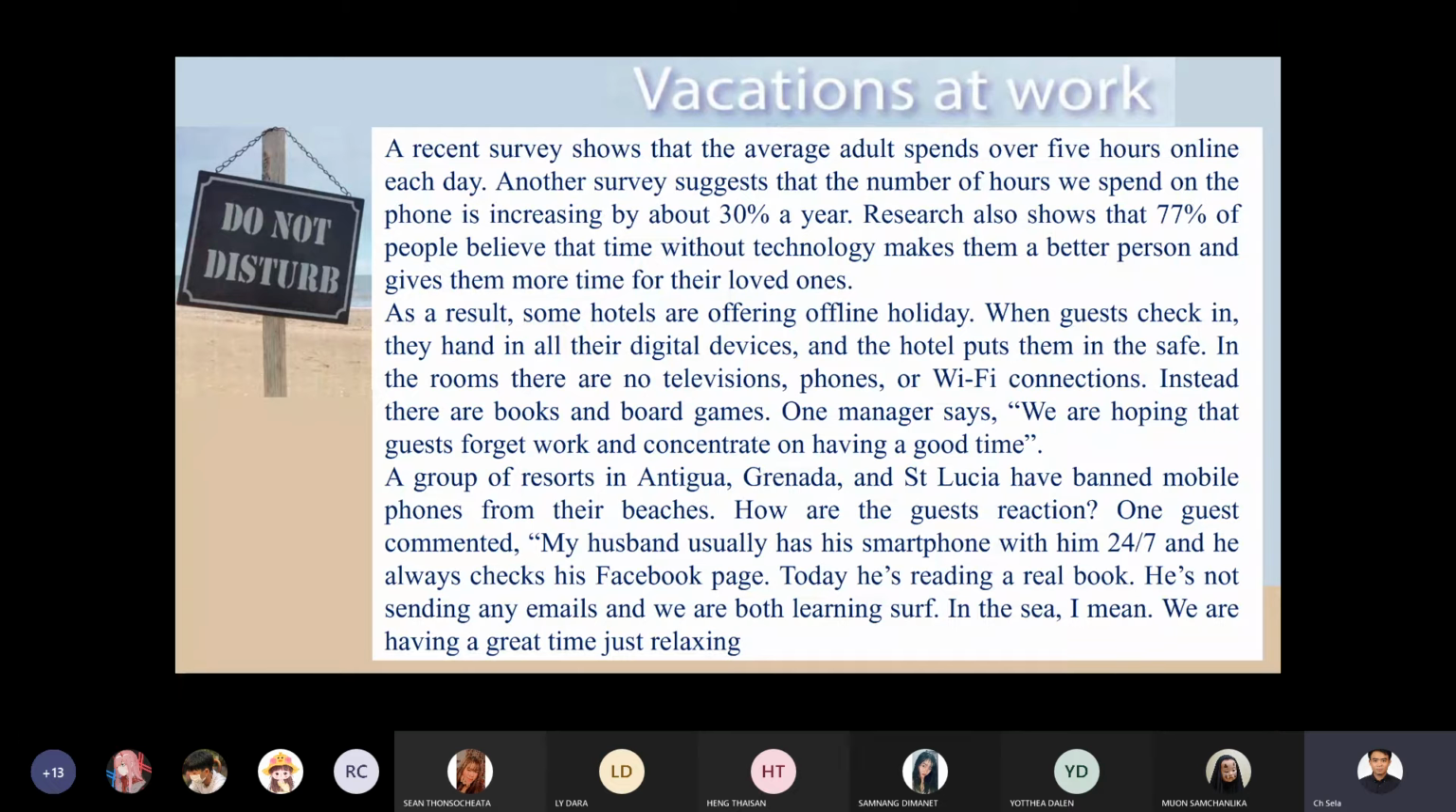How are the guest reactions? One guest commented, "My husband usually has his smartphone with him 24 hours a day, 7 days a week. 7 days is a week, right? And he always checks his Facebook page. Today he's reading a real book. He's not sending any emails, and we are both learning to surf in the sea. I mean, we are having a great time just relaxing." See, no phones, no games, so you have a good time with your families, with your beloved ones. Okay, so thank you very much.